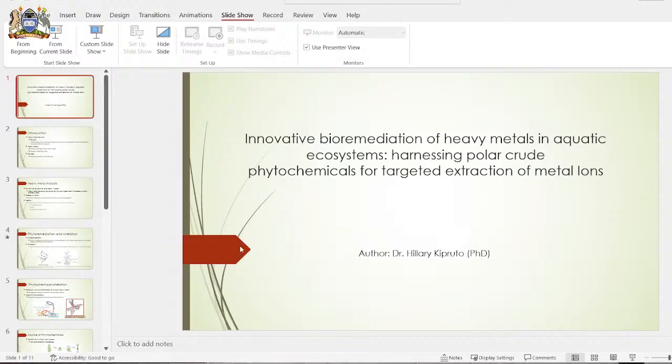We all know about pollution. This is the contamination of the environment by toxic heavy metals. Examples of these heavy metals are iron, lead, and copper, and some of the sources are industrial, agricultural, and urban discharge.